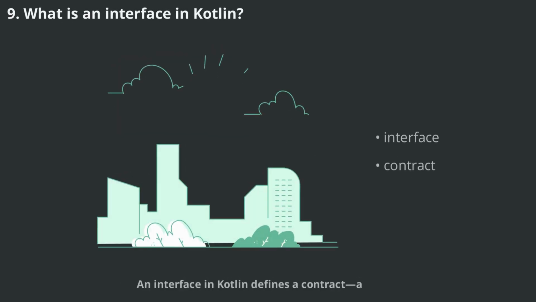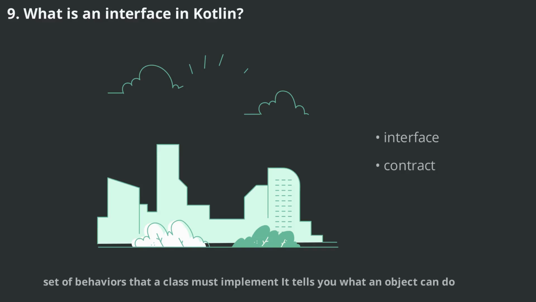Interface in Kotlin defines a contract, a set of behaviors that a class must implement. It tells you what an object can do, but not how it does it. Unlike with classes, a class can implement multiple interfaces, allowing for flexible and modular design. Interfaces are essential for defining reusable and interchangeable components.